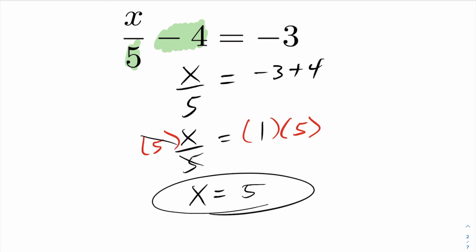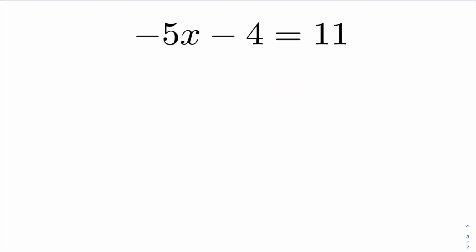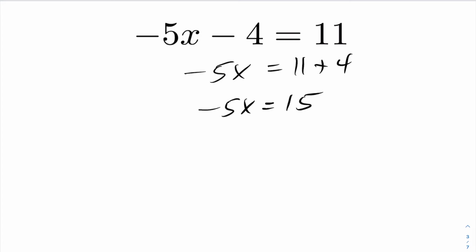Let's take a look at another example. For the next example, we have negative 5x minus 4 equals 11. Again, we want to get rid of the negative 4 and the minus 5. We're going to take care of that minus 4 first, so add 4 to both sides of the equation, giving us negative 5x equals 11 plus 4, which simplifies to 15 on the right-hand side.